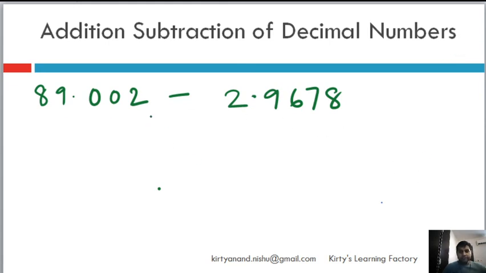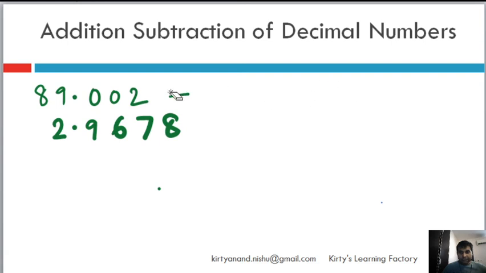Let me just arrange it first. So the number is 89.002, that's the larger number, right? And what did I say? For all decimal numbers, we have to arrange the decimals right over each other. So let me bring this decimal from here and put it here. Which is the number which will come here? 2, and then 9, 6, 7, 8. Now that I have transferred the number properly, I will remove this. Okay, and I have to subtract.